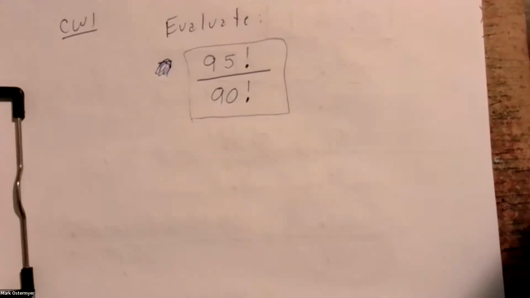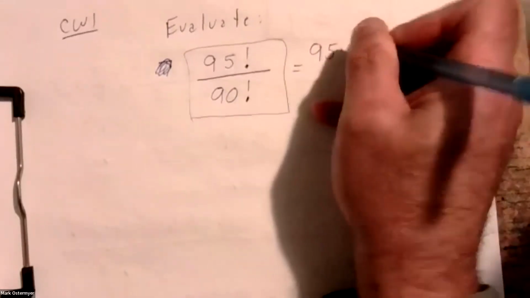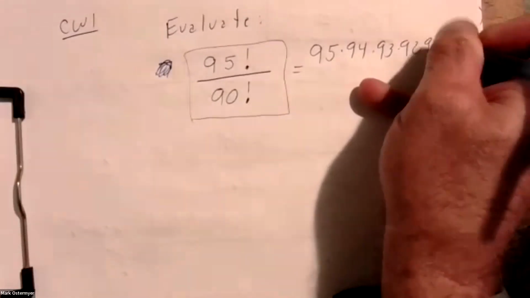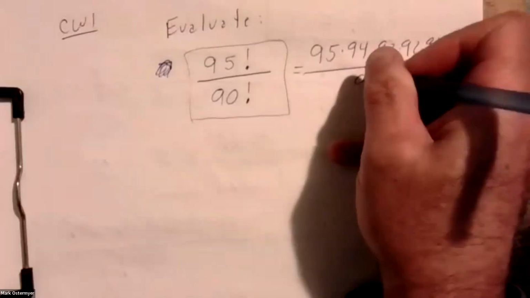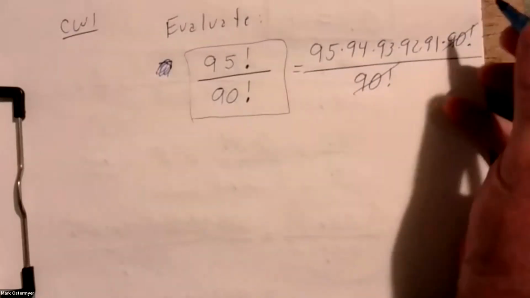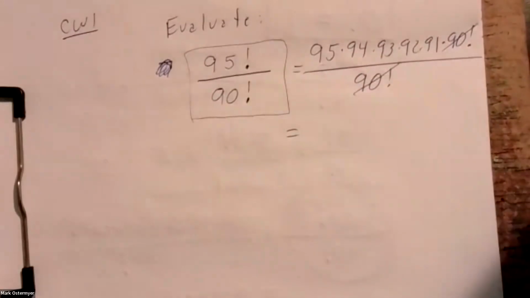All right, so the only way to negotiate this one on your calculator is to probably write the numerator as 95 times 94 times 93 times 92 times 91 times 90 factorial. And then divide this by 90 factorial, and the 90 factorials then drop out to 1, reduce out. And now you can do this on your calculator, okay? Your calculator will handle this, I think.